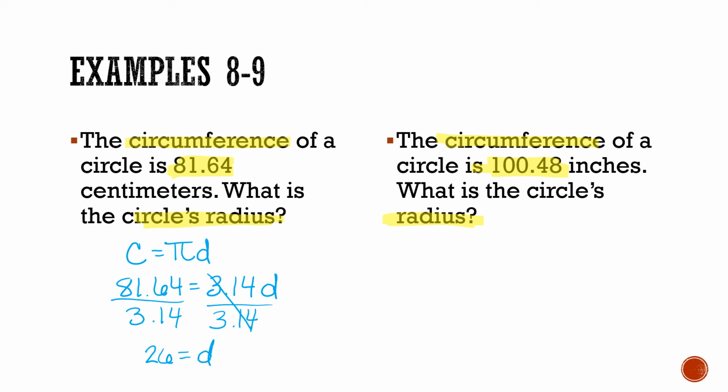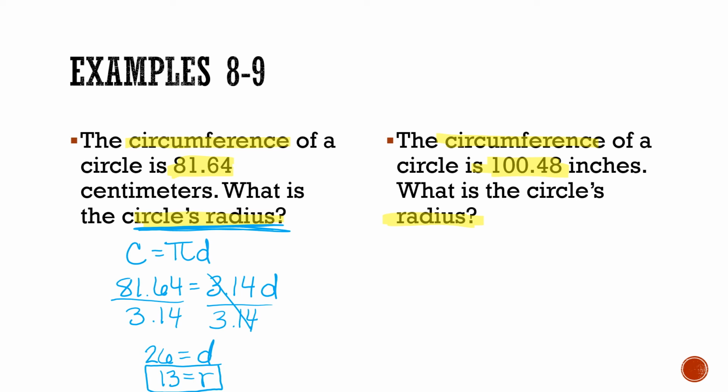However, we can't stop there on this one because it is asking for our radius instead of the diameter. So remember that your radius is half of your diameter. So half of 26 is 13. So our radius would be 13.